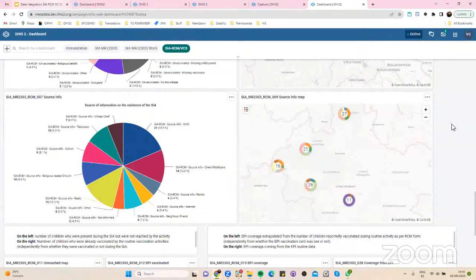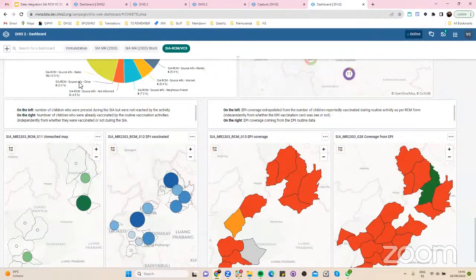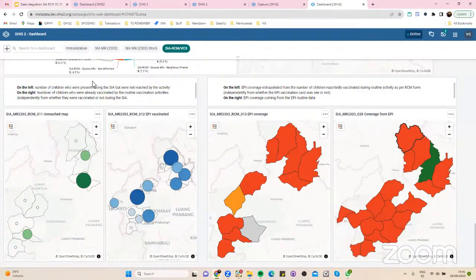And of course, there are also other examples. For example, here on the left is the number of children who were present during the actual campaign, but were not reached by the activity. So you can start seeing where the highest volume of children not reached was. And here you can also have the information on the number of children who were already vaccinated by the routine vaccination activities, so by the EPI, independently of whether they were vaccinated or not by the SIA.